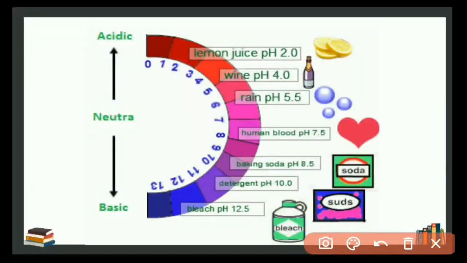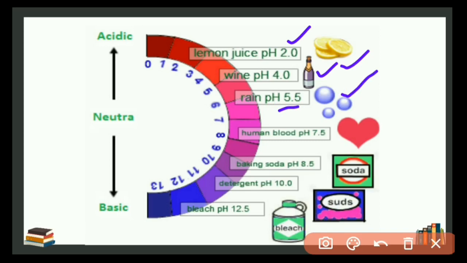See the pH values of some substances which we use in our daily life. Lemon has a pH value of 2.0, which means it is acidic in nature. Wine has a pH value of 4.0, which is also acidic in nature. Acid rainwater has a pH value of 5.5, so it is harmful for aquatic animals as well as plants and other microorganisms.